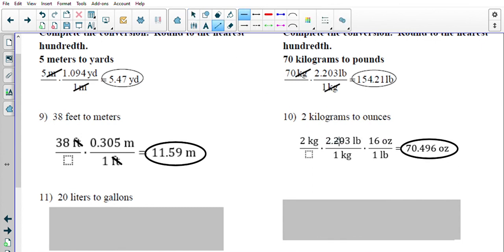So there's 2.203 pounds in a kilogram. And I put the 2.203 pounds on the top, 1 kilogram on the bottom. But since I want to convert to ounces, I also know that there's 16 ounces in a pound. So I do 16 ounces over 1 pound. And then I just have to multiply straight across. 2 times 2.203 times 16. I didn't round because, again, it was a short enough decimal. I got 70.496 ounces.